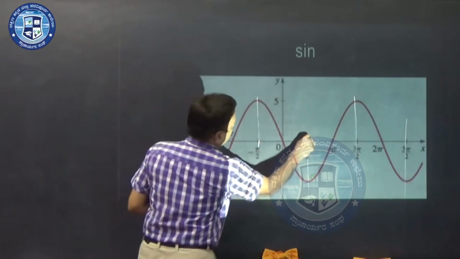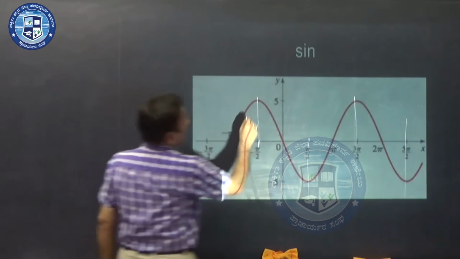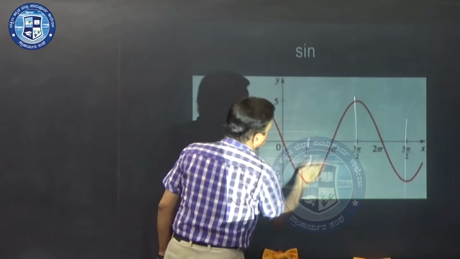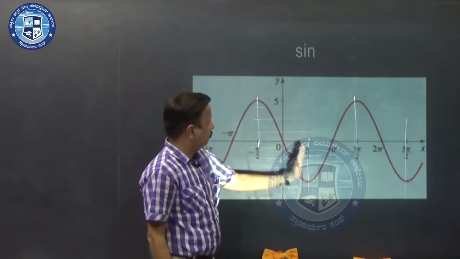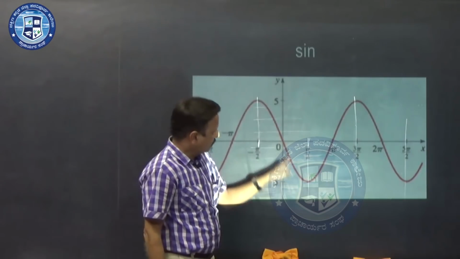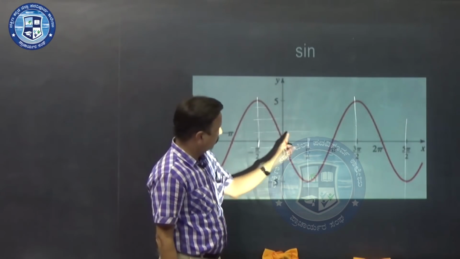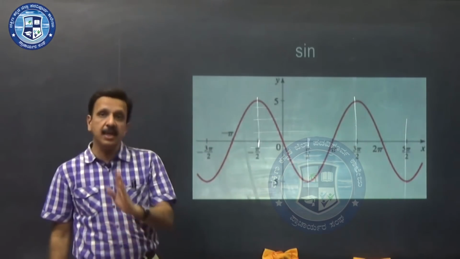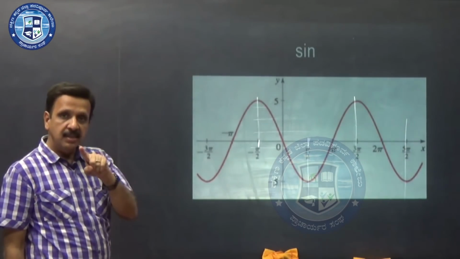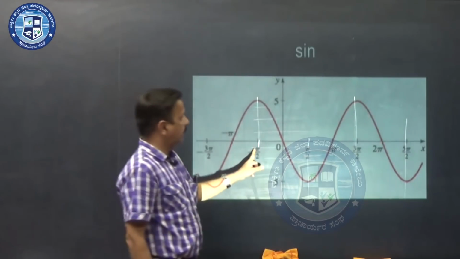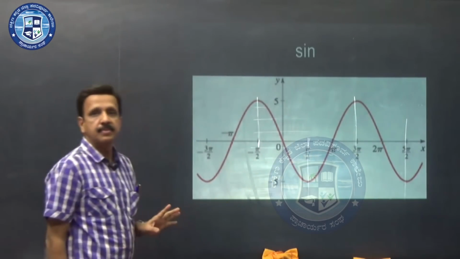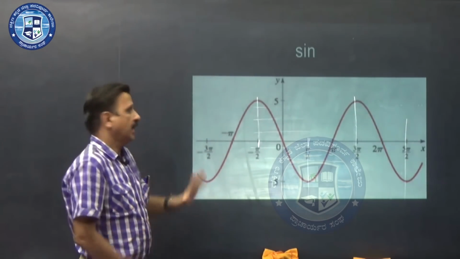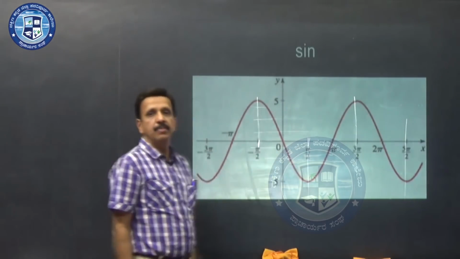You find that between this and this, if you draw a horizontal line, nowhere will the values of y be the same, it will not cut the curve at 2 points. Anywhere between minus pi by 2 to plus pi by 2, the curve is continuous, and a horizontal line does not cut the curve at 2 points. This is the requirement. That is why the range of sine inverse is between minus pi by 2 to plus pi by 2. You can remember it on the basis of the trigonometric graph you already know.